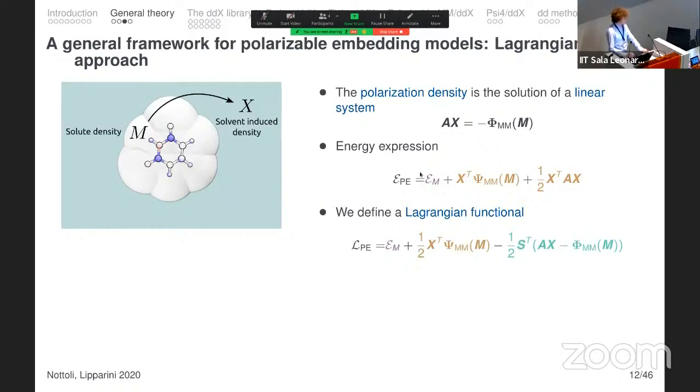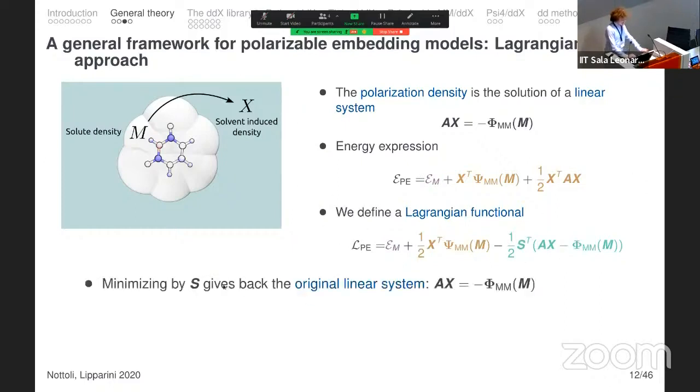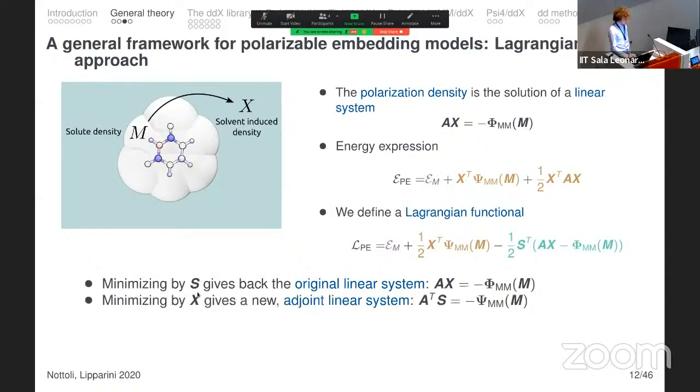We recover the energy expression. And once we have defined the Lagrangian functional, by minimizing with respect to S, we get back the original linear system. By minimizing with respect to X, we get a new adjoint linear system, which is here. And the derivatives are easy again, because we don't have to worry anymore about chain rule terms. We can simply take the partial derivative. And so no derivatives of the solutions, which we don't want to compute.